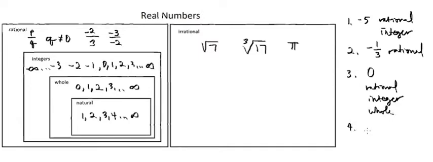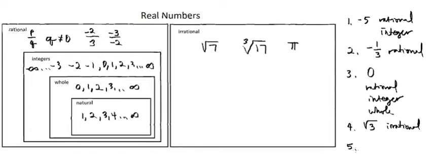Example number 4 is the square root of 3. And we can say that it is not a rational number because it can't be defined as an integer over an integer. So we'll go ahead and call this irrational.